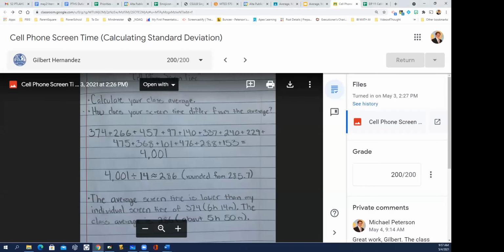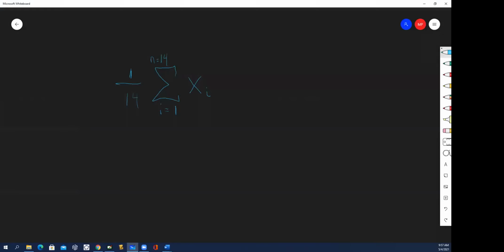374 plus 266 plus 457 plus 970 or 97. You don't have to work that hard. Ain't nobody got time for that. Just use this sum, the symbol for sum, the capital letter sigma, used by one of the first alphabets, the Greek alphabet, way before ADs. We're talking BC time.